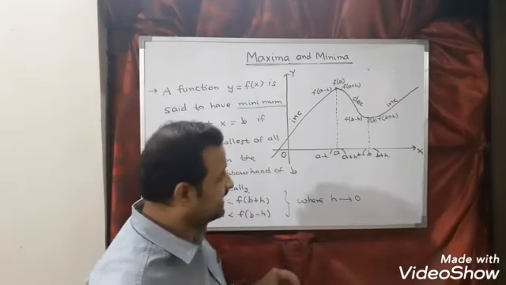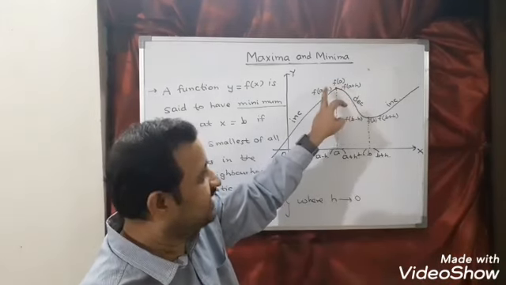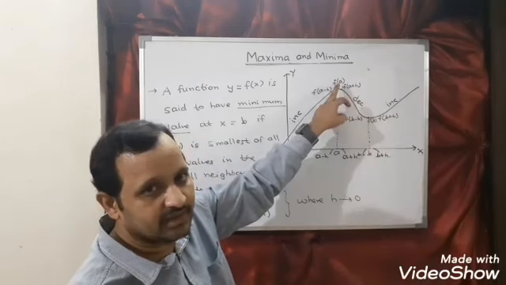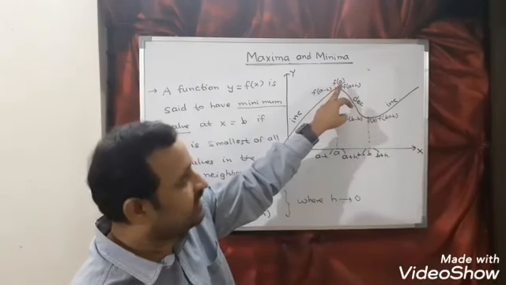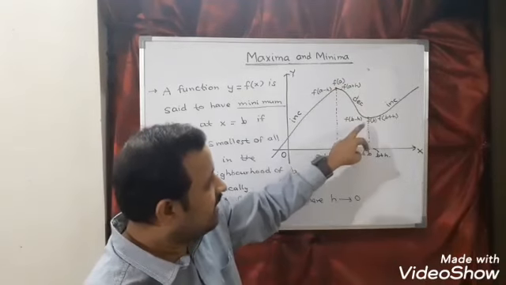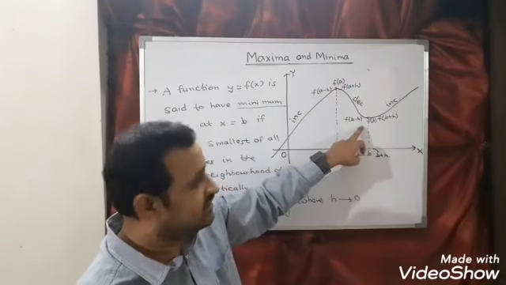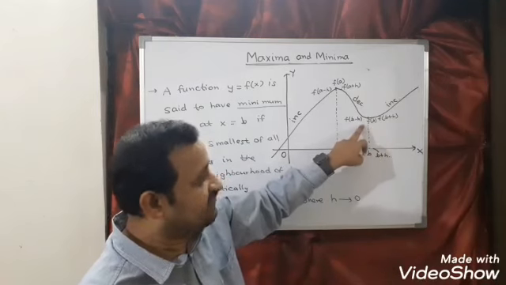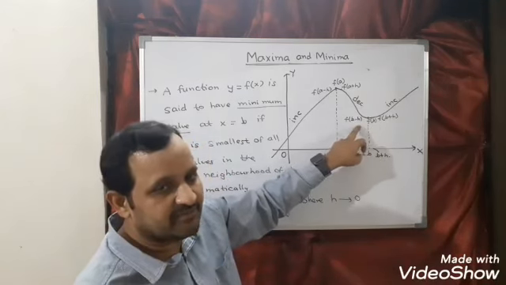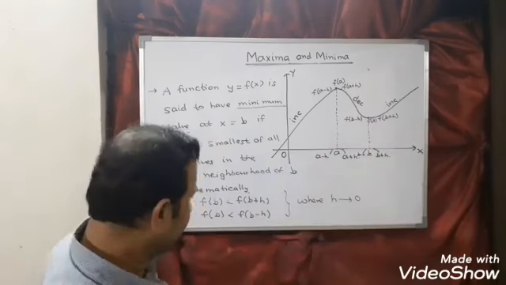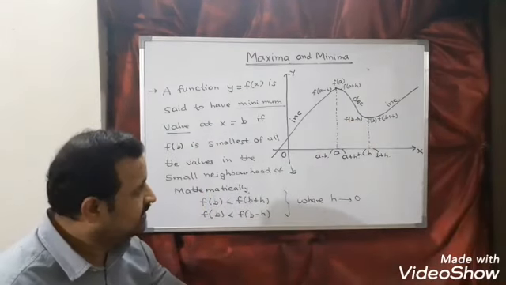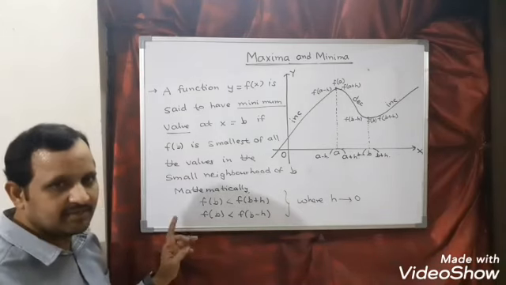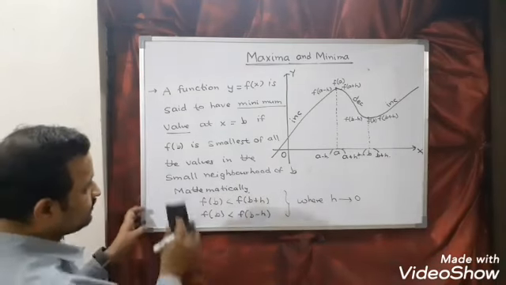So meaning to say, if the function is greatest in the small neighborhood of A, then the point is said to have a maximum value. And if the function is the smallest in the small neighborhood of B, then f of B is said to be the minimum value at x is equal to B. So this is the mathematical definition of maximum and minimum value. Let us proceed further.